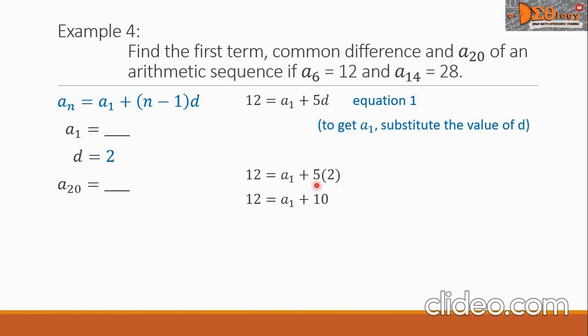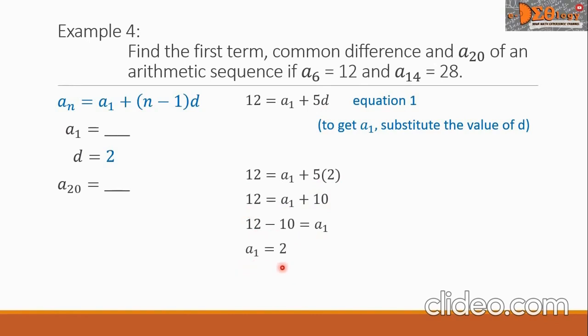Simplifying further, this 5 times 2 is 10. And we want to get the value of a sub 1. We will transpose this positive 10 to the left side, so it becomes negative. So we have now 12 minus 10 equals a sub 1, and this 12 minus 10 is 2. So we can write a sub 1 equals 2.